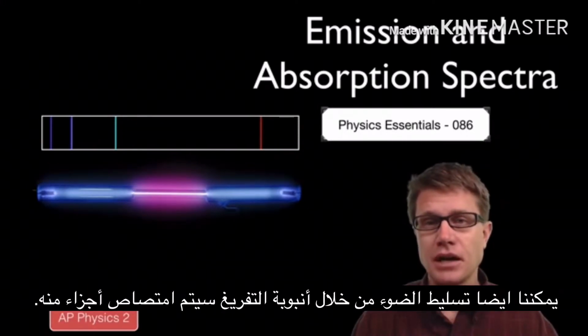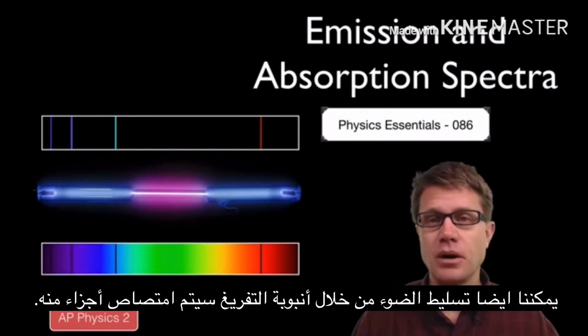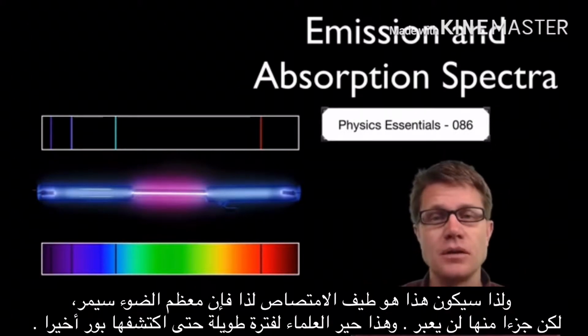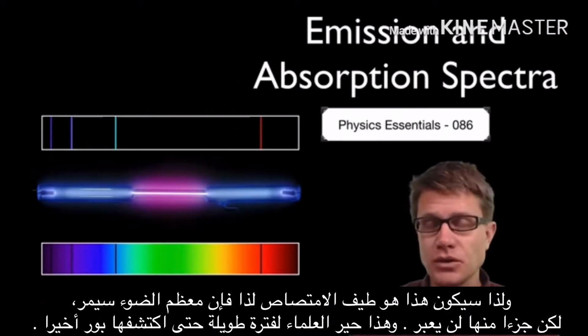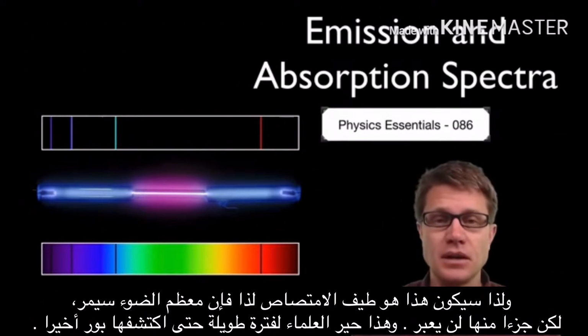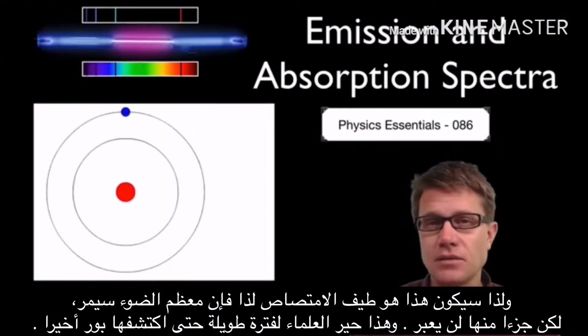We could also shine light through that discharge chamber and parts of it would be absorbed. And so this would be the absorption spectra. So most of the light would make it through, but some of it isn't going to make it through. And this puzzled scientists for a long time until Niels Bohr finally figured it out.